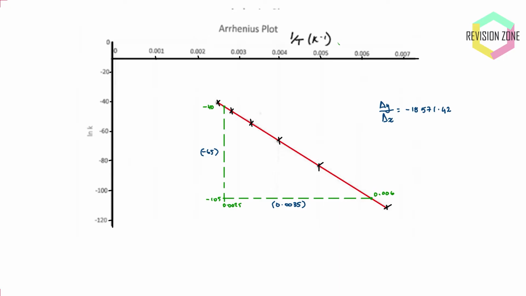If you're not too sure about that, it's worth looking at the previous video. There's an explanation towards the end on why that gradient is Kelvin, but the idea is that this has no units, and this is a per Kelvin unit. So when you work that out using the gradient, you will get a unit of Kelvin.